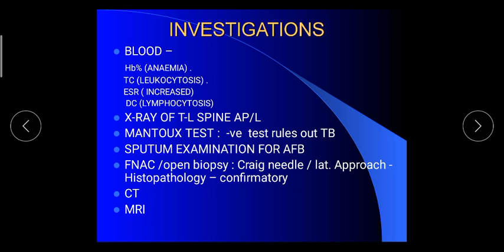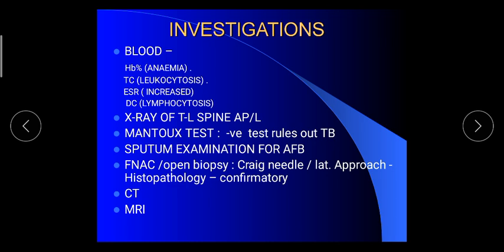Investigations have to be done. Hemoglobin has to be tested to see anemia. Total count can show leukocytosis. ESR will be increased. Differential count shows lymphocytosis. X-ray of the thoracolumbar spine, AP view and lateral view. These findings I will tell later.